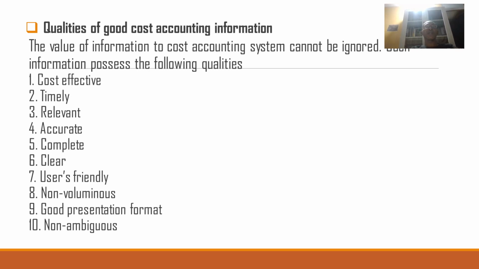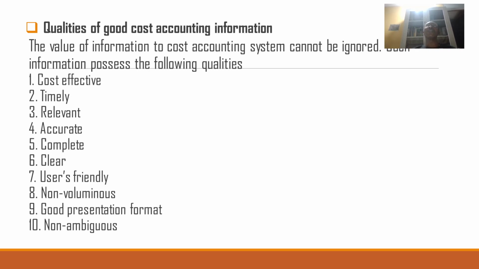Then we talk about cost accounting. You are providing information actually, and the value of information to a cost accounting system cannot be ignored. That is why the information must possess certain characteristics, certain qualities in order for it to be valuable. Number one, it must be cost effective, meaning that the cost of getting that information must not outweigh the benefits you are going to get from it. So it must be cost effective.